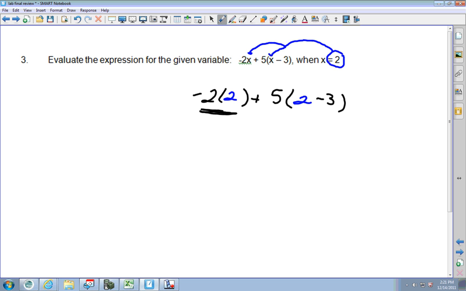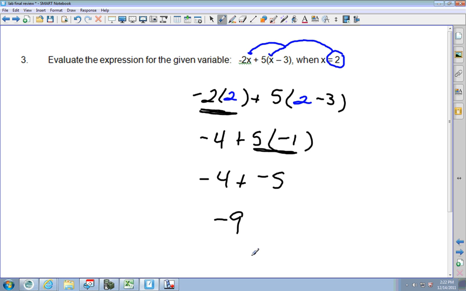Now let's put these together. Negative 2 times 2 is negative 4. Plus 5 times 2 minus 3, which is negative 1. Well, multiply these two together. I get negative 4 plus 5 times negative 1 is negative 5. Negative 4 and negative 5 is negative 9. That's my answer.